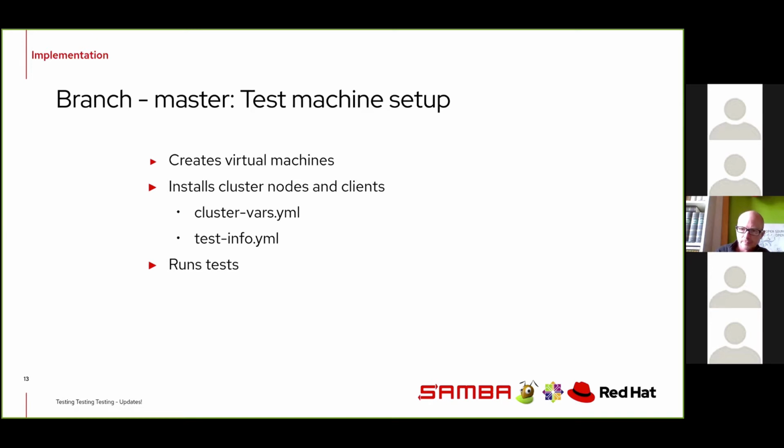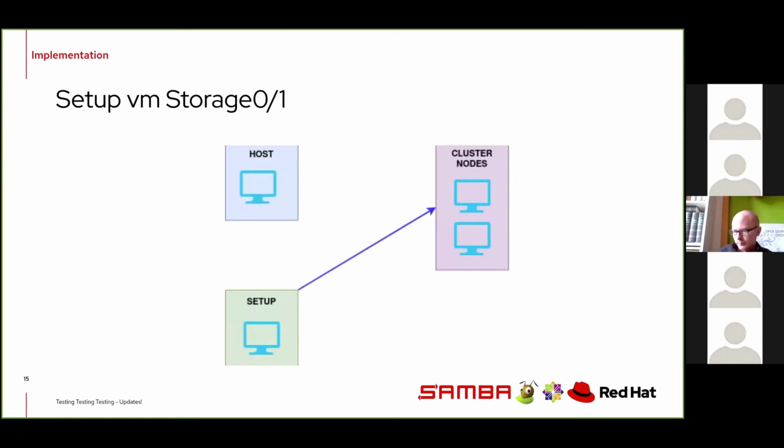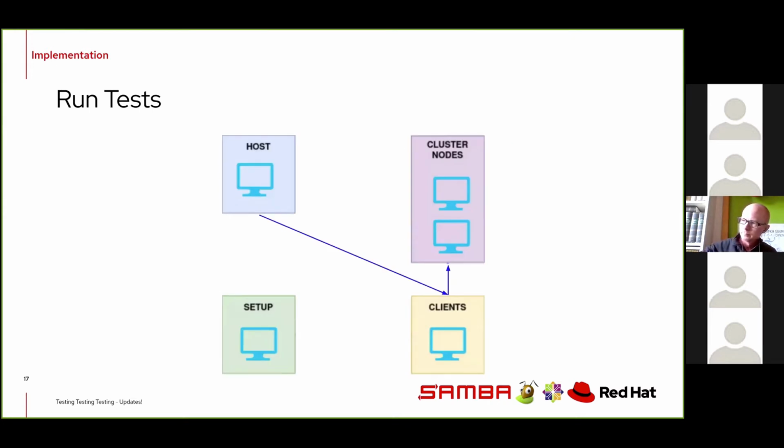So once the virtual machines are set up, we trigger these tests. So this is how it goes. From our host machine, we first create a setup virtual machine. This is the virtual machine from where we will complete the setup of the cluster nodes, and following that, the client machines. Once these have been set up, we trigger the test runner on the client machine, aiming at the cluster nodes. This is aiming at the public IP address, which is exported using CTDB.